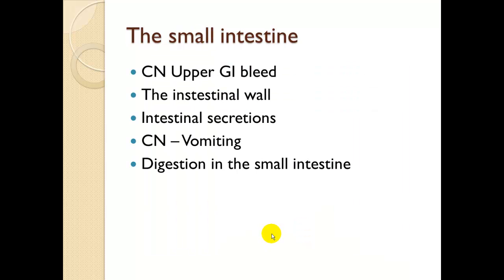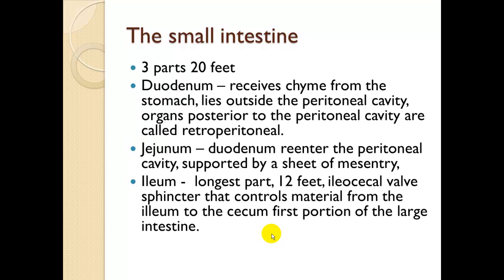Small intestines. Clinical notes we're going to talk about are an upper GI bleed, the intestinal walls, intestinal secretions, vomiting, and digestion in the small intestine. The small intestine has 3 parts: the duodenum, the jejunum, and the ileum. The 3 parts equal about 20 feet.